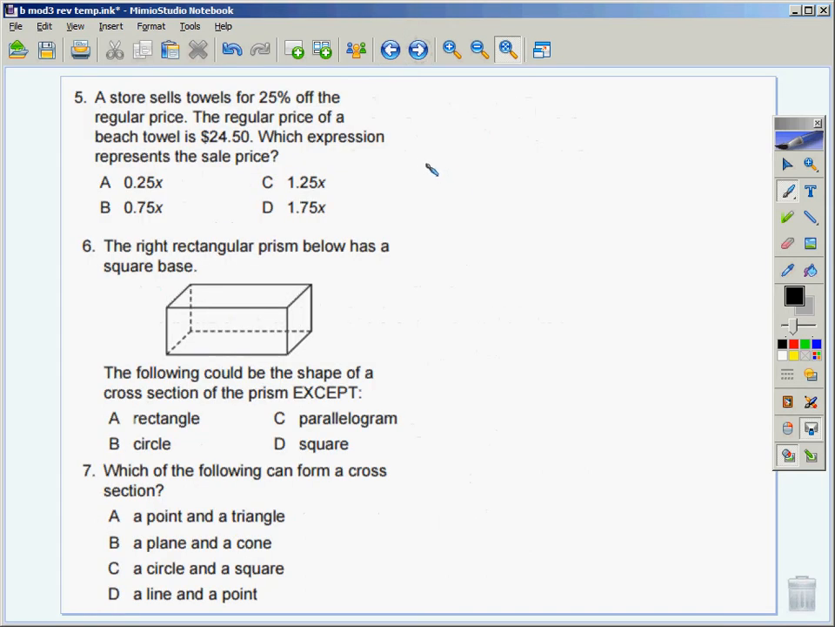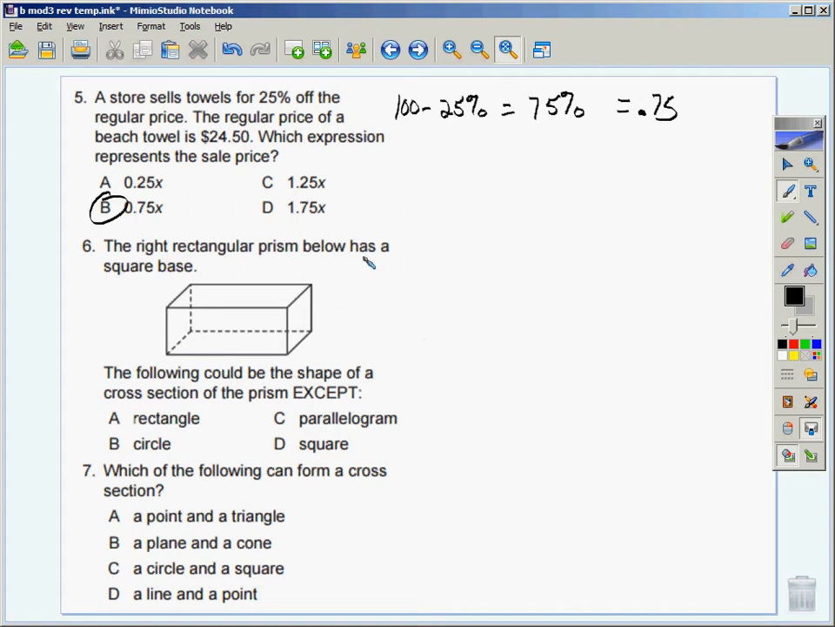A store sells towels for 25% off the regular price. The regular price of a beach towel is $24.50. Which expression represents the sale price? Remember that if it's 25% off, normally I'd pay 100%, so I'm actually only paying 75% of that particular item. This is a review question from something that we did earlier this year. 75% is 0.75, so the correct answer for this would have been B.